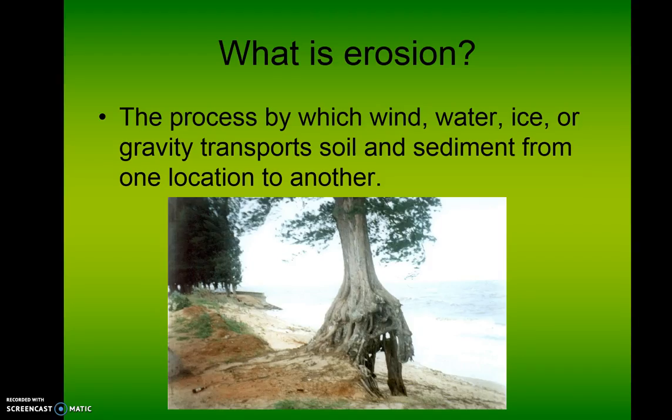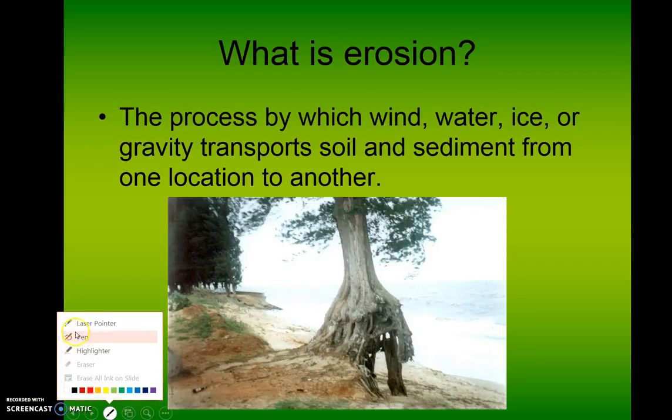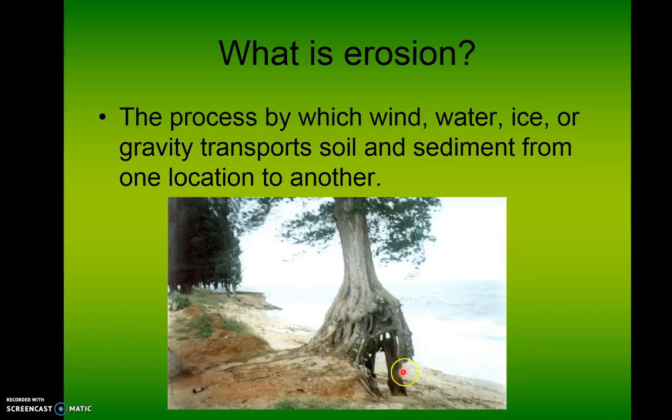Okay, first of all, what is erosion? It's the process by which wind, water, ice, or gravity transport soil and sediment from one location to another. So, if I can get my pointer here, right in here at the tree's roots, you can see that the water has actually washed up and washed away the sand, and it has moved that sand to a different location, exposing the roots. So that's what we're talking about when we're talking about erosion. It means that the sediment that was here next to the tree has now gone somewhere different. And the cause of that is that moving water that washes up on the shore.